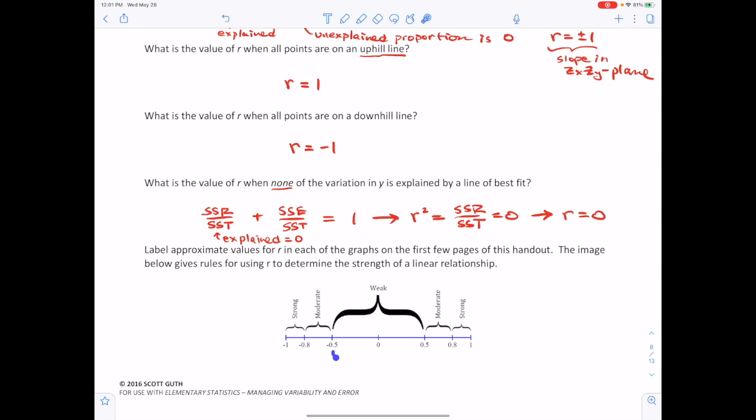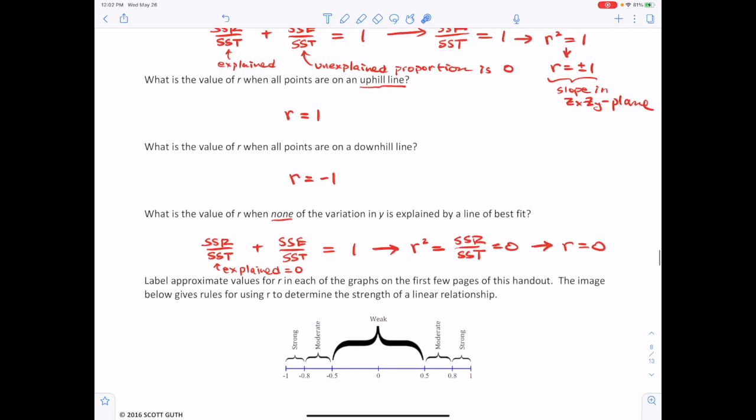If it's close to 0, the rule of thumb is between -0.5 and +0.5, that's going to be a weak relationship. Moderate relationships are between -0.8 and -0.5, or +0.5 and +0.8. Those are moderate. And the strong relationships are the ones that are closest to 1 or -1. So R is either bigger than 0.8 or less than -0.8. So that's sort of the rule that we would have.